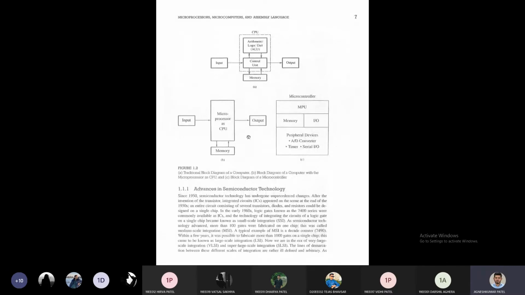Then this block diagram is the internal of your CPU, or the traditional block diagram of a computer. We know that part of the CPU is the ALU. CPU is basically the central processing unit, and inside it there will be two parts, one being the arithmetic logic unit and the other one the control block.